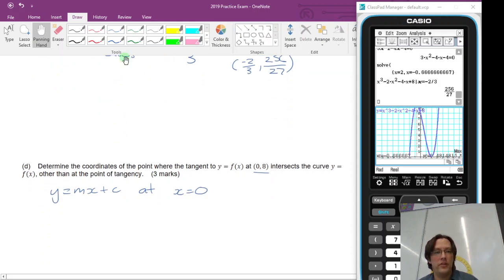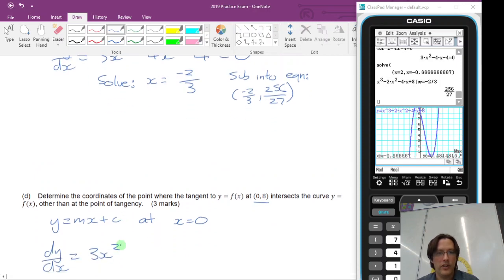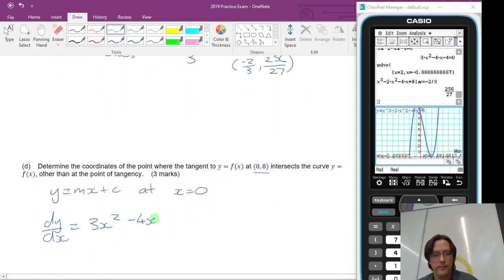So that's going to be dy by dx was 3x squared, take 4x, take 4. And at x equals 0, that equals -4. So we've got y equals -4x, and we've already got the y-intercept, it's +8. So that's the equation of our line.